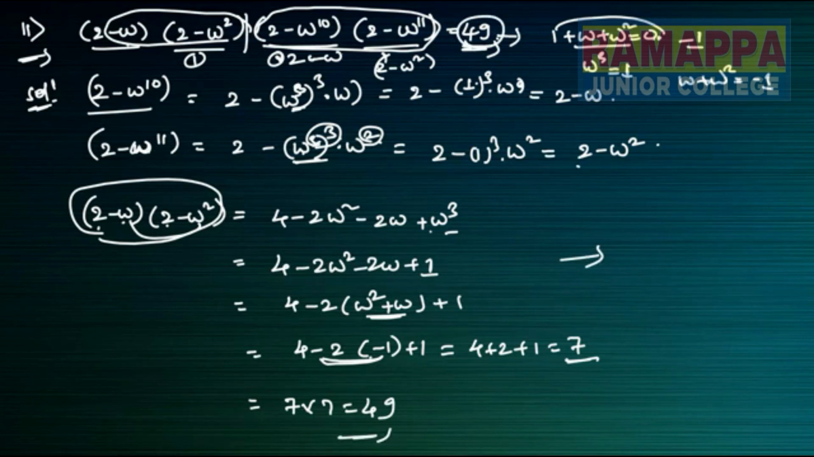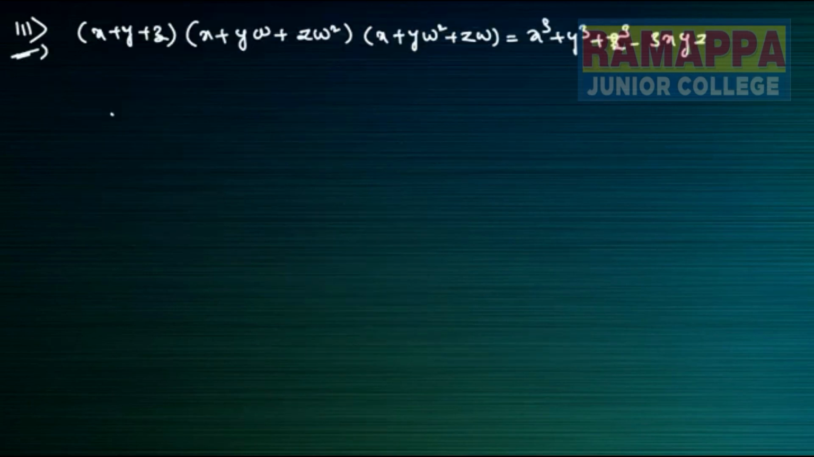Now moving to the next question. The third question: given that (x + y + z)(x + yω + zω²)(x + yω² + zω), we have to show this.